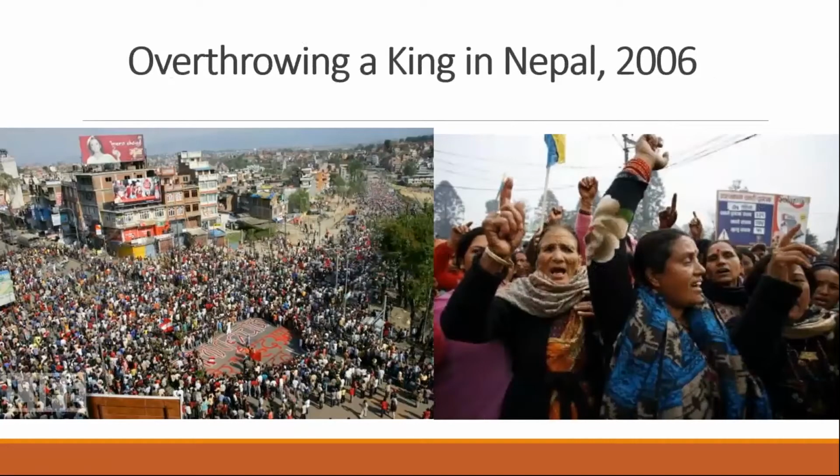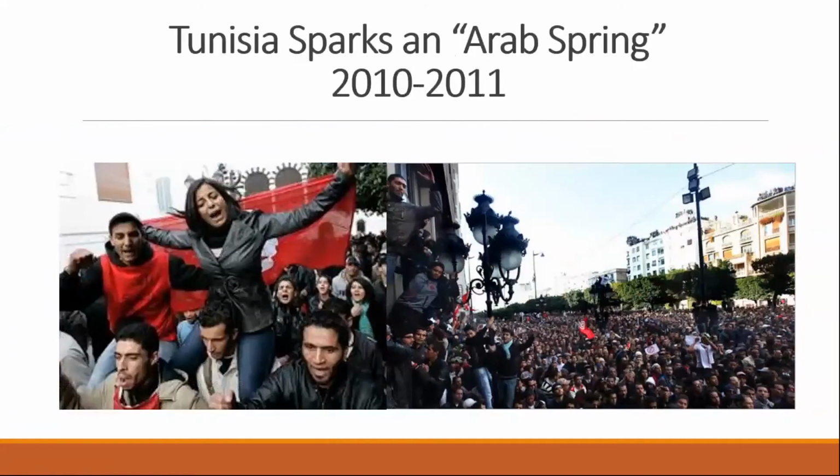Overthrowing a king in Nepal and establishing a much more democratic situation. And it's not a perfect society with everything solved, but it opened up a democratic opportunity and moved things forward. Tunisia and the organizing there, helping spark an Arab Spring. It had mixed outcomes in various countries, but in Tunisia, it did create a more democratic opening.